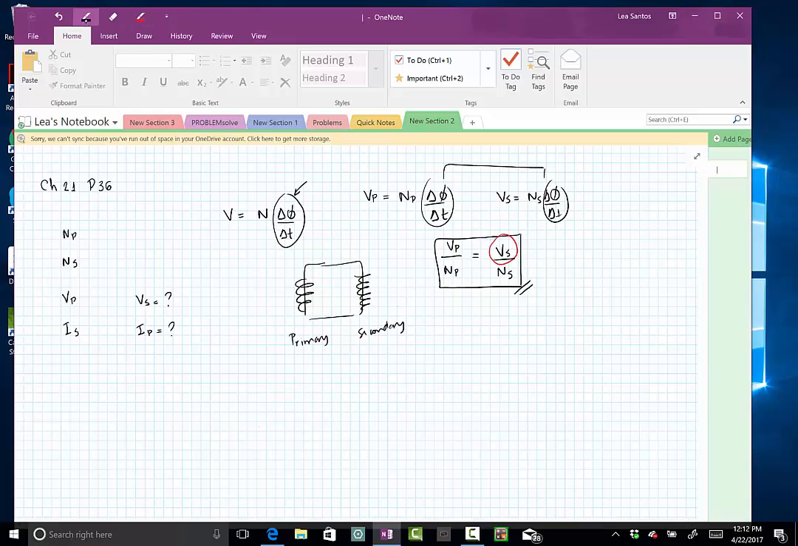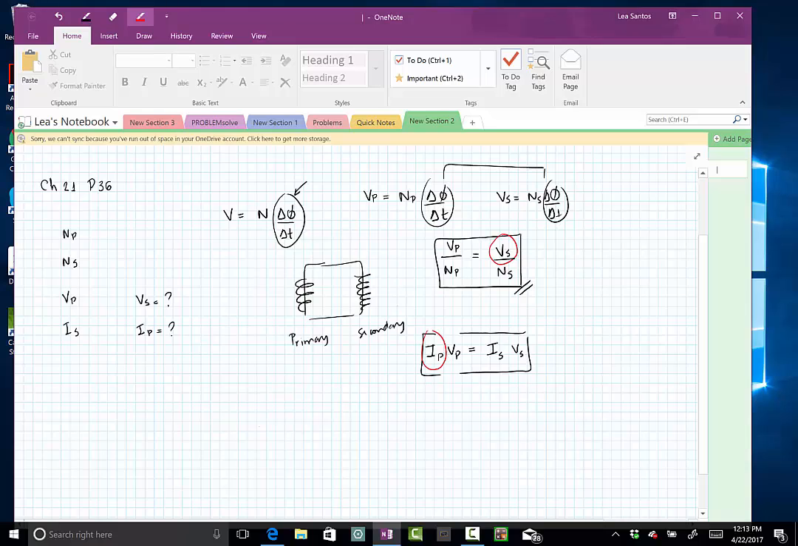Okay, another equation that we can use is the one connecting the currents. If energy is conserved, then we have that IV for the primary, IPVP, is equal to the energy for the secondary, ISVS, right? And from here, we can also find the other question of the problem, which is what is the IP? Oh, sorry, here. Let's erase this. What we want is the IP here.